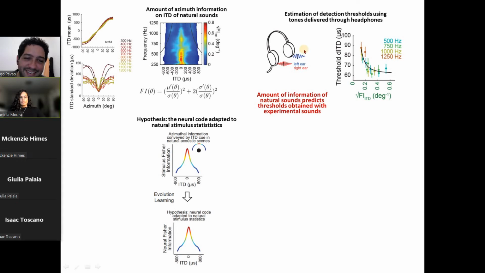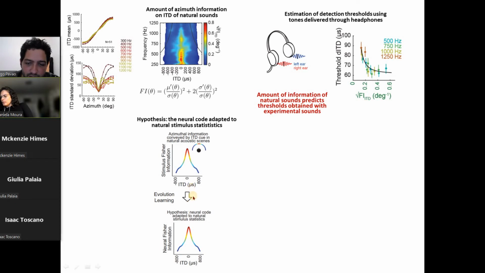The brain, in the end, is responsible for generating how the thresholds are, and they match the natural statistics of the environment. So the amount of information of natural sounds predicts the thresholds obtained with the experimental sounds. The sounds here are tones. There is not that interference between the sounds because they are tones, so they are not complex sounds. Well, these are the details. They are just designed sounds to make it work very well.